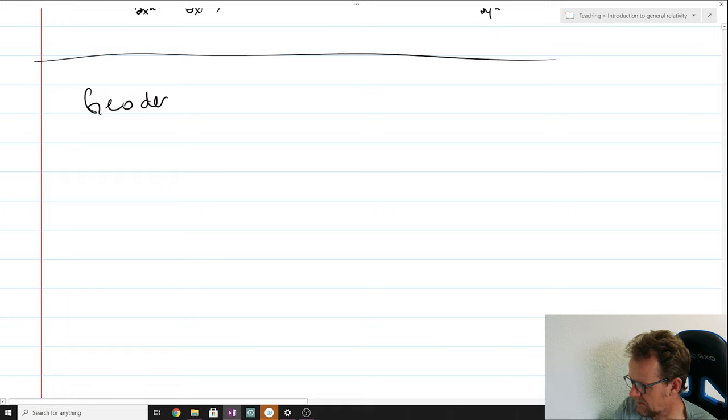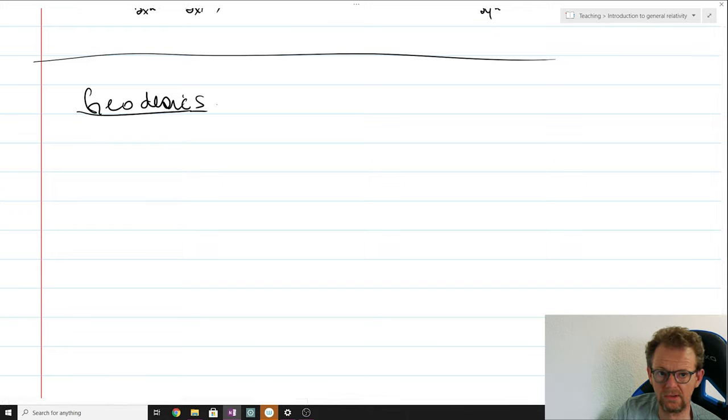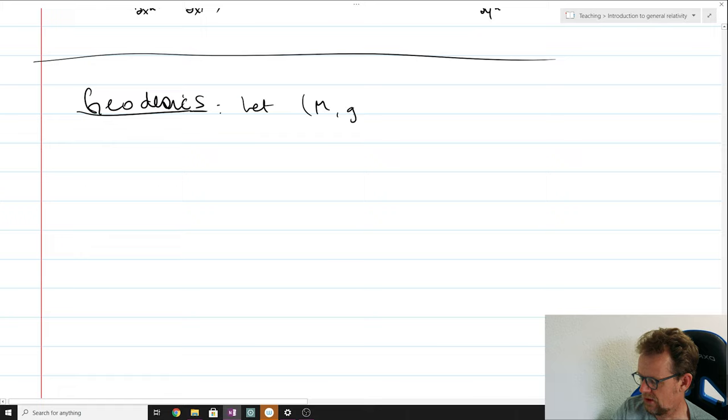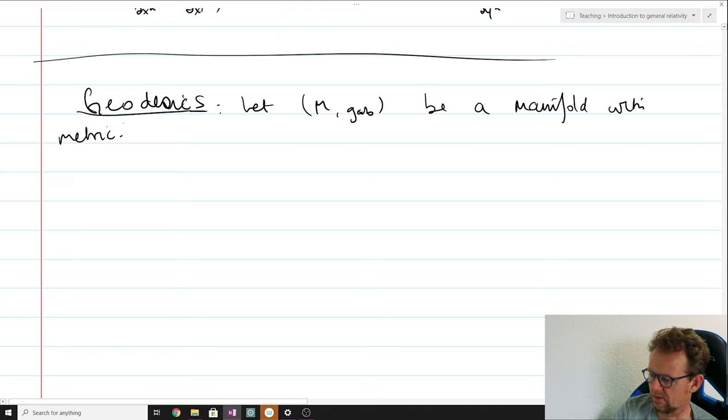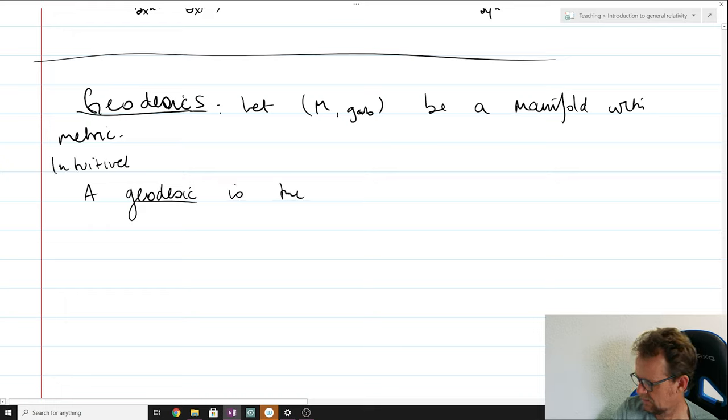For the final topic today, I want to talk about a particular class of curves on manifolds that will play an extraordinarily important role in general relativity, namely geodesics. So let (M, g_ab) be a manifold with metric, and hence, implicitly, we have a derivative operator determined. We're going to introduce a special class of curves on this manifold, and these curves are called geodesics. And what are they? Well, intuitively, a geodesic is the straightest possible curve you can draw on M.